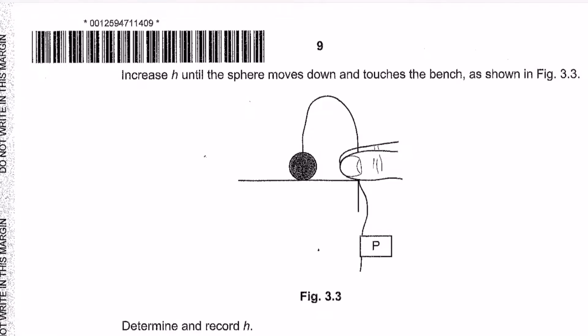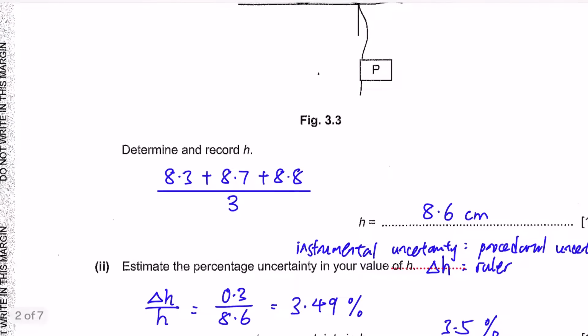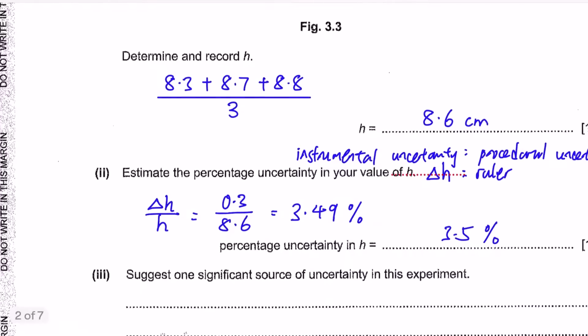And if you have done this experiment, you know that this value of H is actually very subjective, yeah? It's prone to a lot of random errors. And in fact, when you measure it yourself, you may realize that there's a range of values. And that's why the question asked you to estimate the percentage uncertainty.